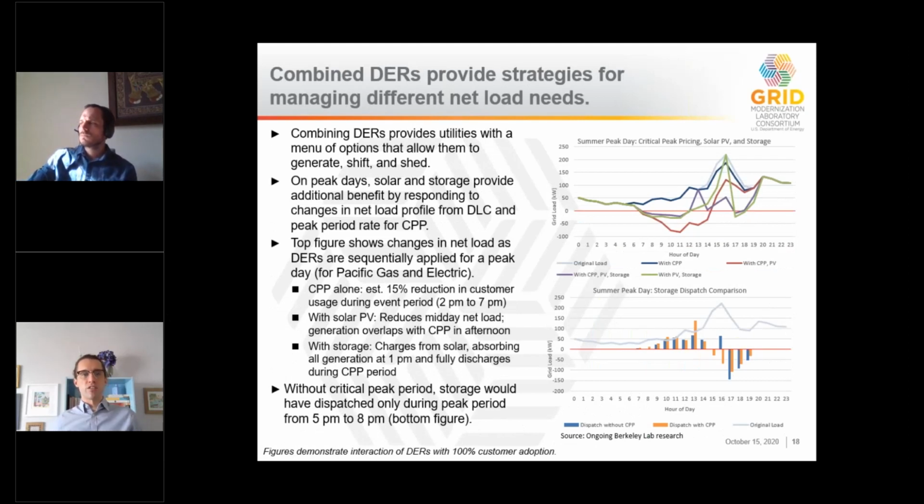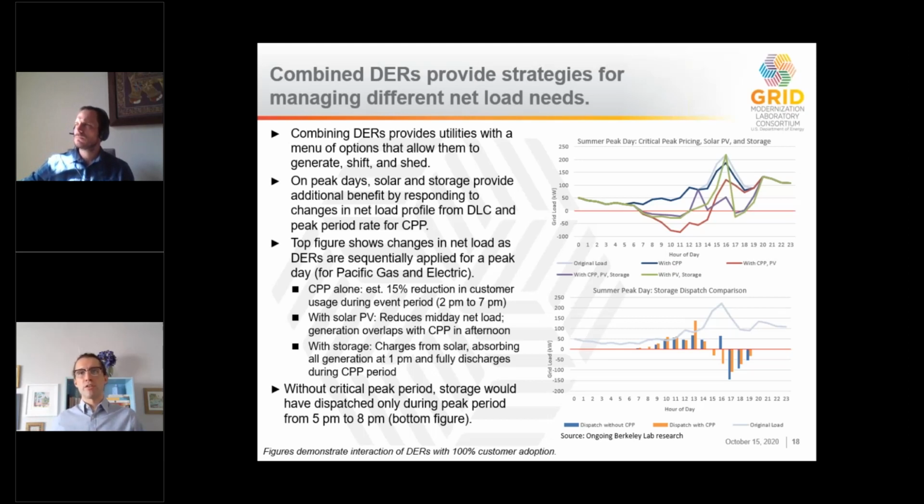So by combining DERs, utilities gain a menu of options for managing net load through generation, shift, and shed. So this is enabled by DERs acting in concert, and certain scenarios show how DER behavior is enhanced by the presence of other DERs. So for example, the figure on right shows different aggregate net loads for a peak summer day with time of use pricing where 100% DER customer adoption is assumed, but with different DERs actually applied.